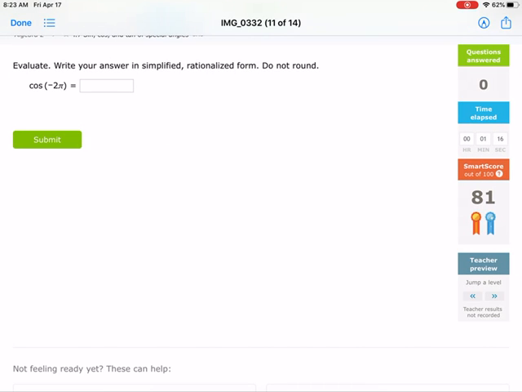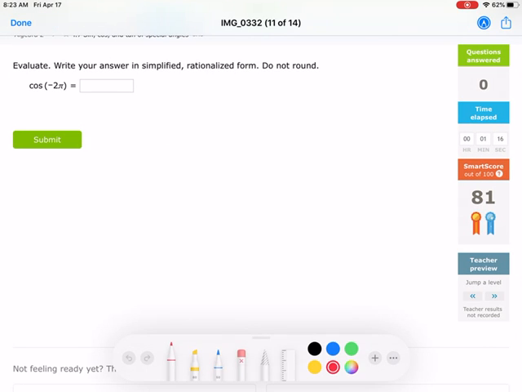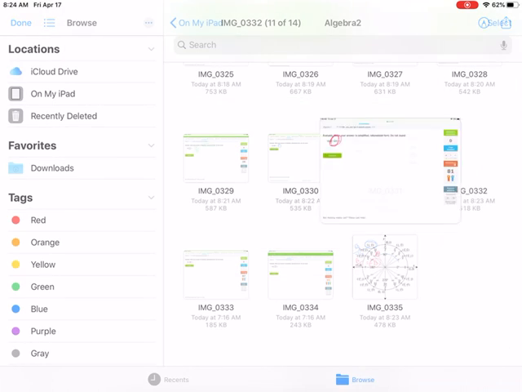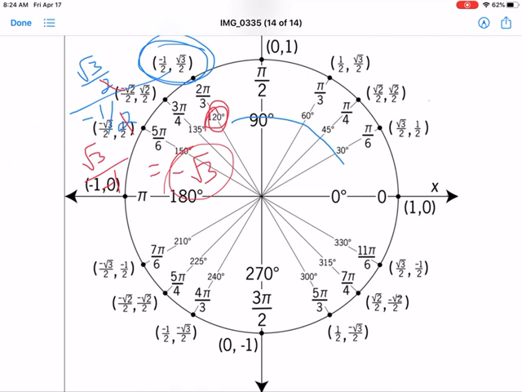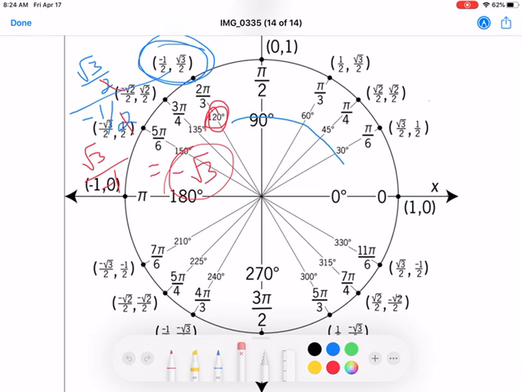Smart score of 81. Ooh, take a look at that angle that they give you. They say negative 2 pi. Oh, so cosine of negative 2 pi. All right, let's go to our unit circle. There it is. I'm just going to erase what I had before. Can I actually erase the entire thing all at once? That'd be cool if I could. Oh, well. Erase.